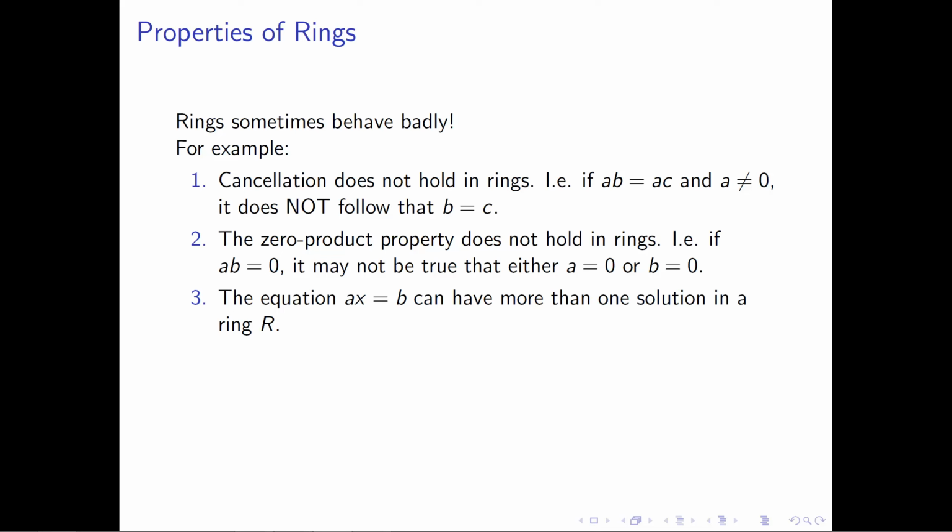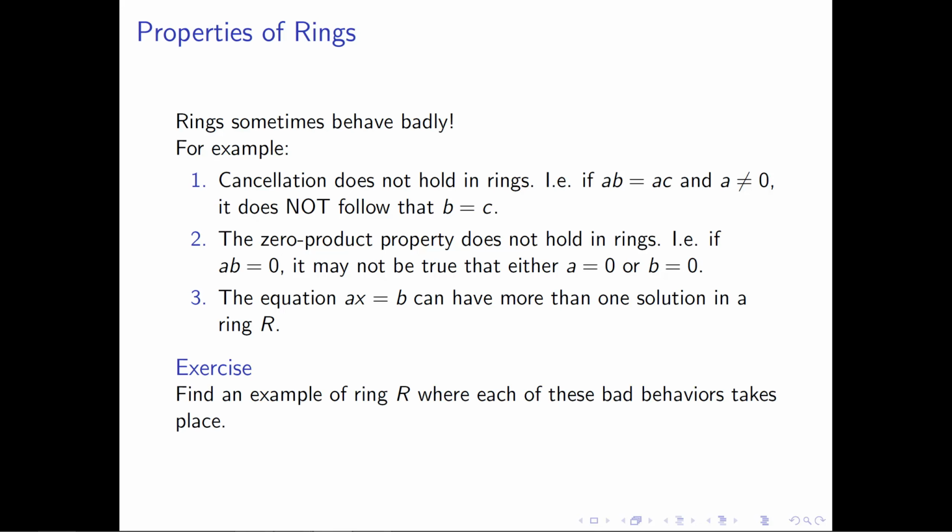And I've said that rings can behave badly with these properties, and I haven't given you an example because what I'd really like for you to do is, as an exercise, find an example of a ring where each of these bad behaviors does take place. So find an example of a ring where the zero product property does not hold. Find an example of a ring where cancellation does not hold. Find an example of a ring where you have a linear equation and you have many solutions to that linear equation, more than one.